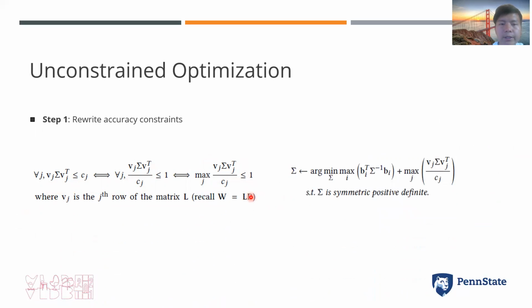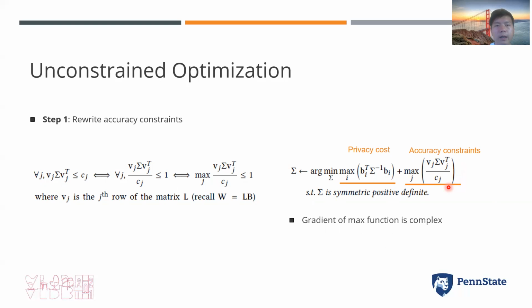And then we can move the constraint to the objective function. So the privacy cost is just the same. But for the accuracy constraint, we can minimize the maximum of it, and then we can scale this sigma to make sure every term is more than 1. Now we got this approximation, this unconstrained problem, but still the gradient of the max function is very hard to calculate.